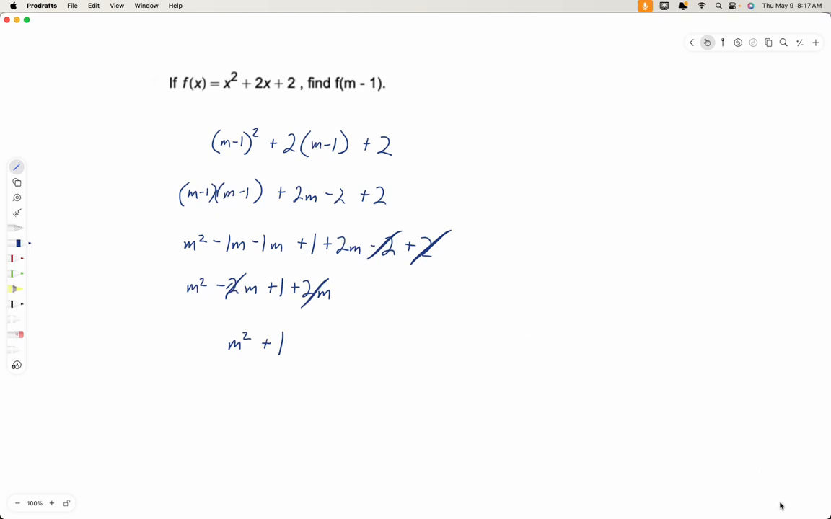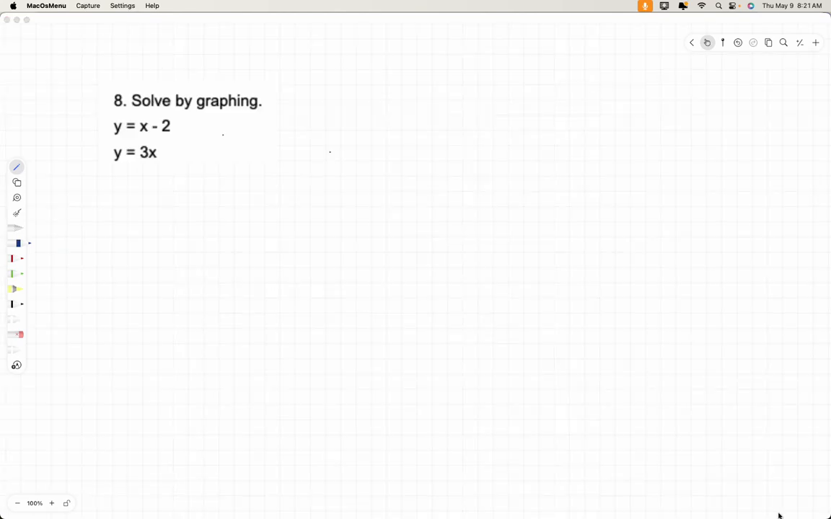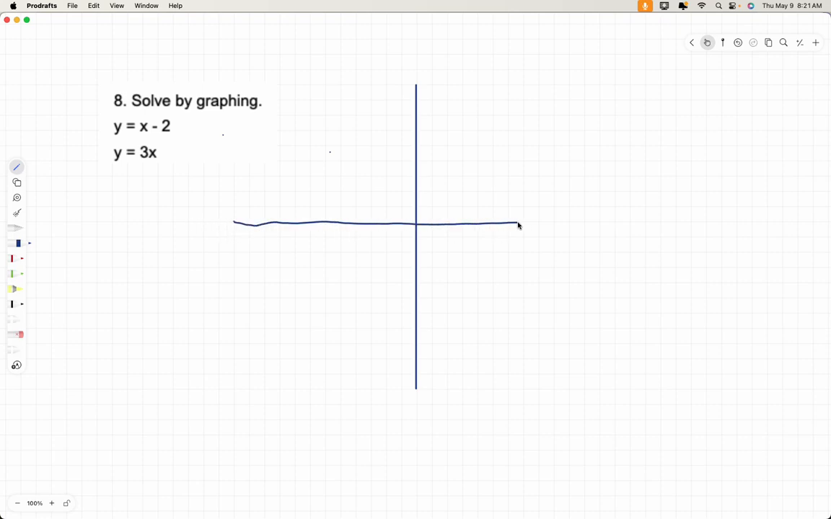All right, let's look at the next one. In this one, it says solve by graphing. So I've got a little graphing paper for us right here. I'm going to create a Cartesian coordinate system, an x and a y plane. Here's my y-axis, and right about here, let's do my x-axis. There we go. I'm going to use red for this line right here.